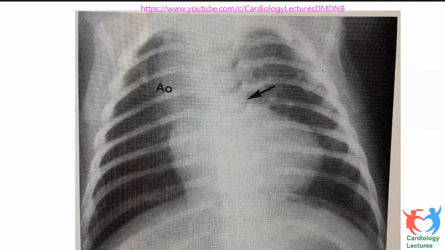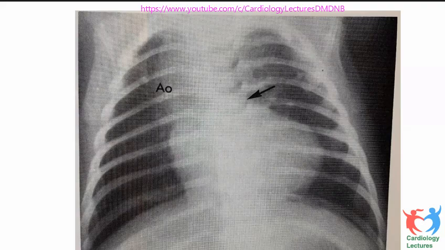What are the other anomalies which may be associated with tetralogy of Fallot? Right side aortic arch is one. Second, left-sided SVC can be seen. Sometimes there can be a left-sided SVC. Another is absent pulmonary valve.